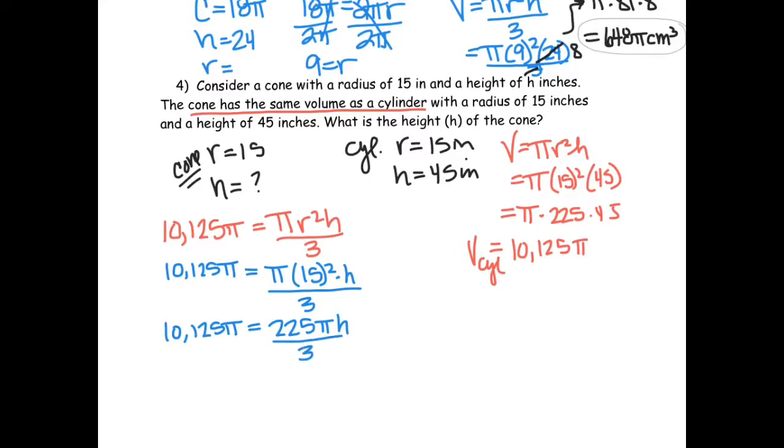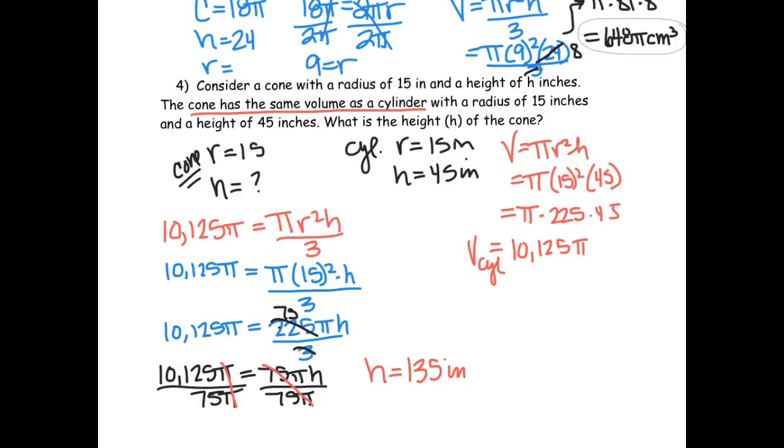I'm going to figure out what 225 divided by 3 is. 225 divided by 3 becomes 75. So now I have 10,125 pi equals 75 pi times h. Divide both sides by 75 pi. So I get h all by itself on this side, and 10,125 divided by 75 is 135. So the height of the cone has to be 135 inches.